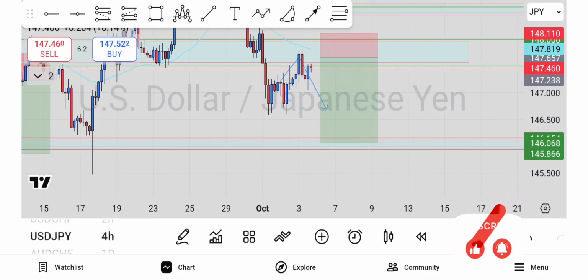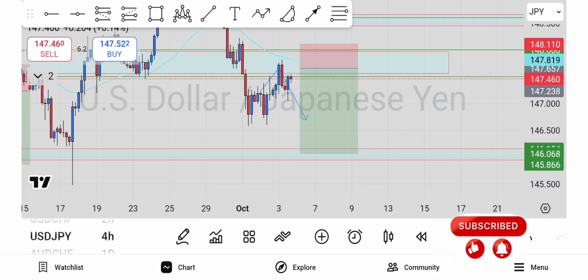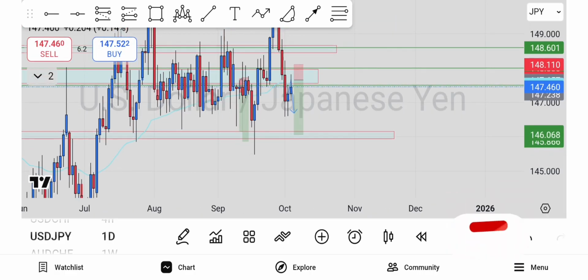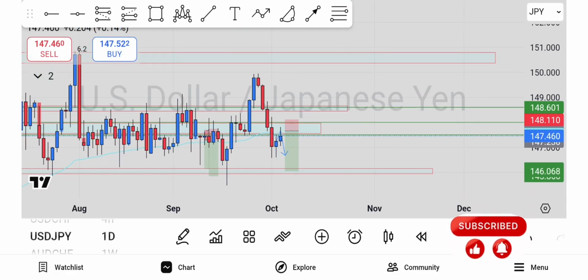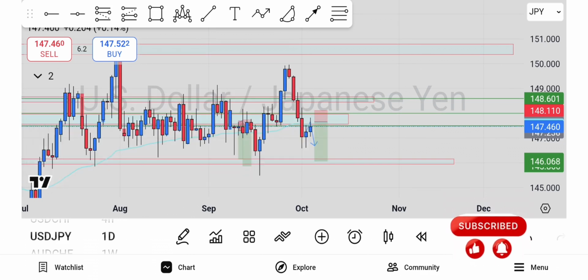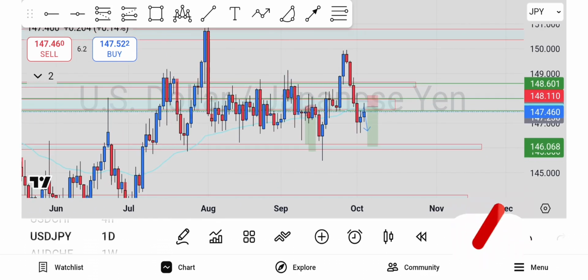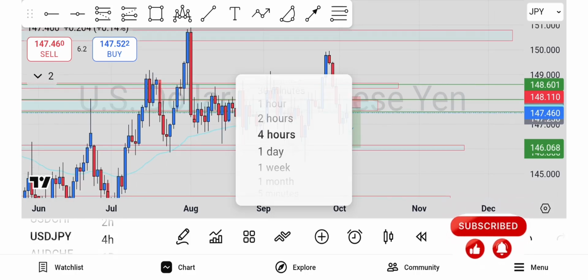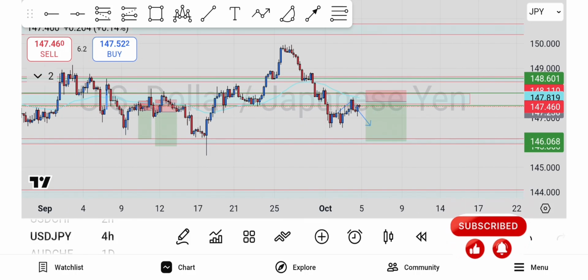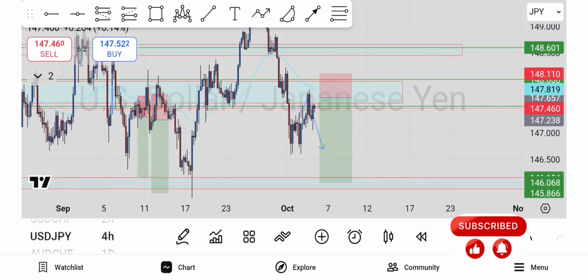So on USD JPY, I'm expecting price to go bearish because we have a change of structure on the daily time frame, and we are just having another change of structure on USD JPY, because the market is just reacting so fast. We had the first change of structure not long ago, and we're having another one.